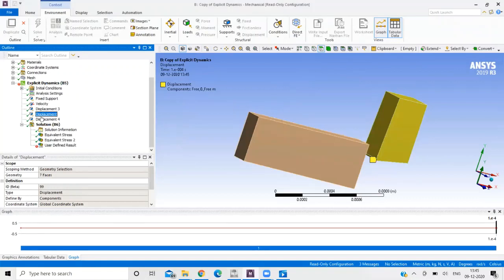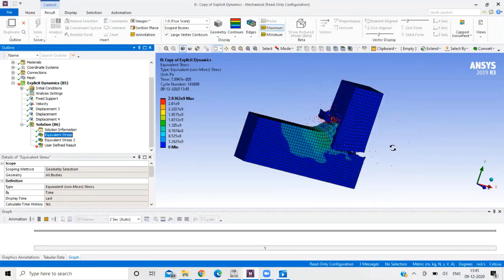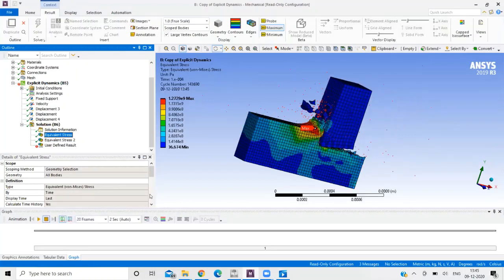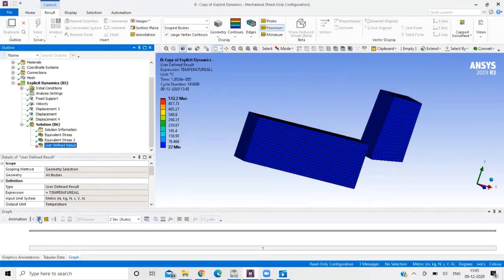So moving on to ANSYS analysis. Here the tool and workpiece geometry and material assignments are in accordance with the paper. Now we'll analyze the results. Coming to the stress analysis. Here we can see that as the tool moves towards the workpiece, the stresses are generated and the maximum stresses are found to be in this region. Now we'll move on to the temperature analysis. Running the animation.